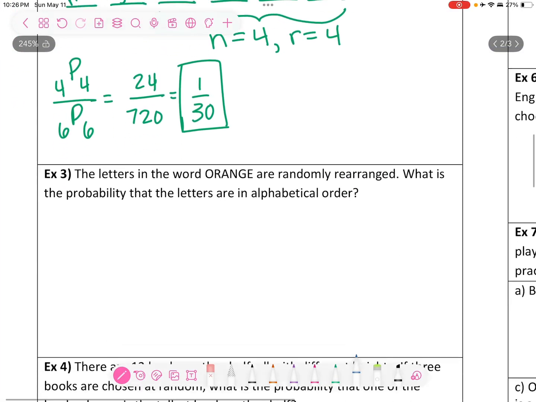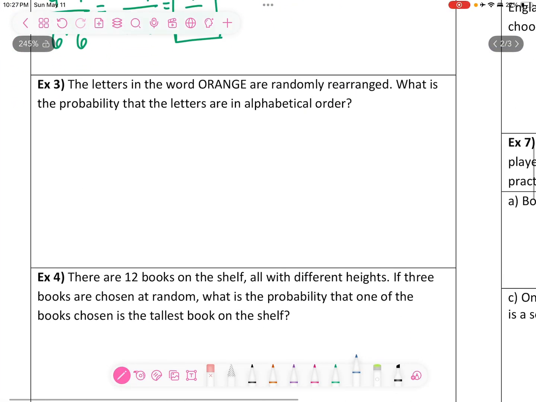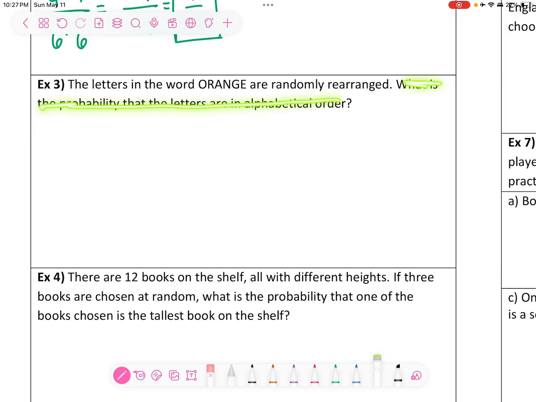All right, let's look at the next one. Example 3: the letters in the word orange are randomly rearranged. What is the probability that the letters are in alphabetical order? Okay, ignore everything that talks about probability. So ignore the entire second sentence. All I want you to look at is the scenario. So the letters in the word orange are randomly rearranged.